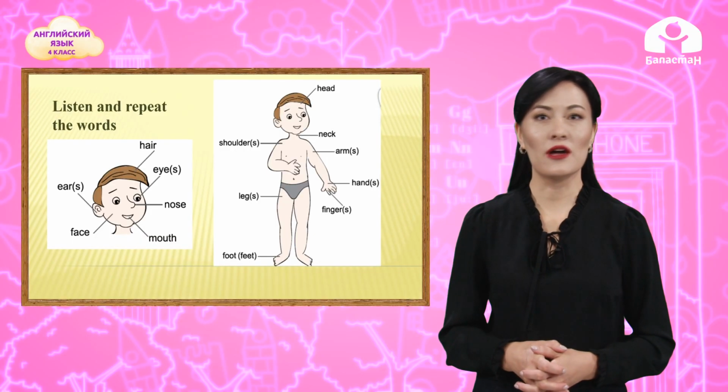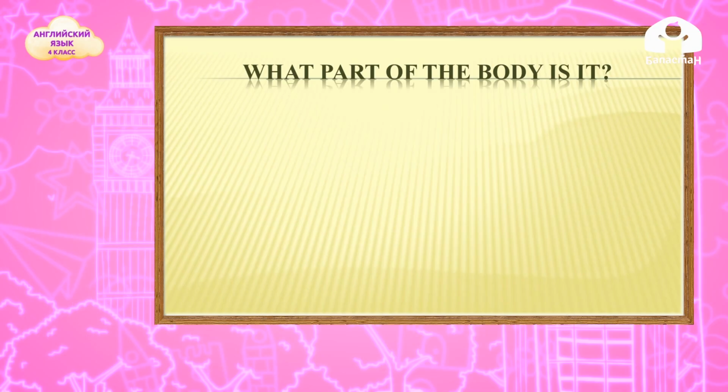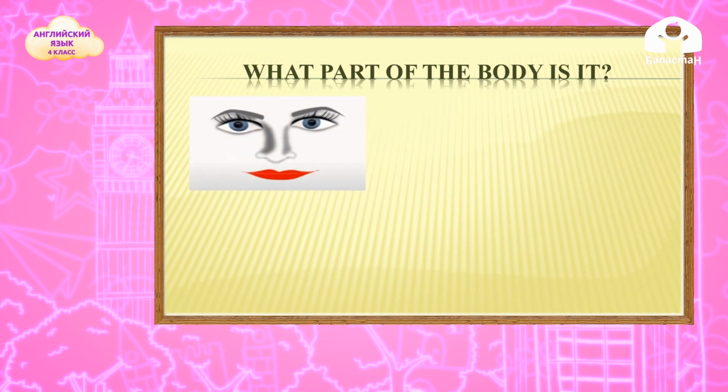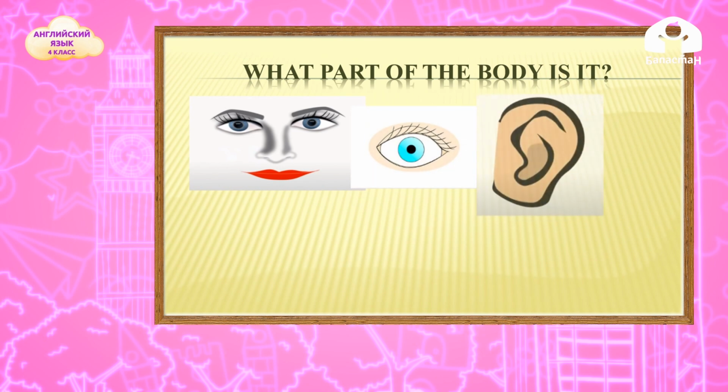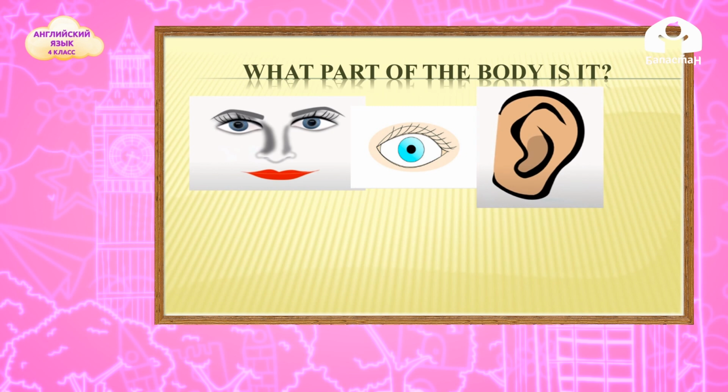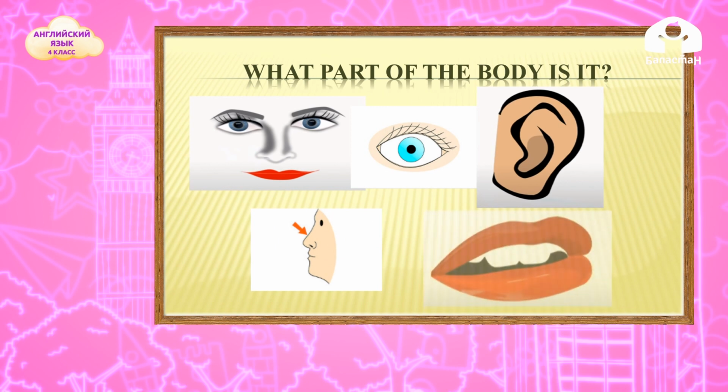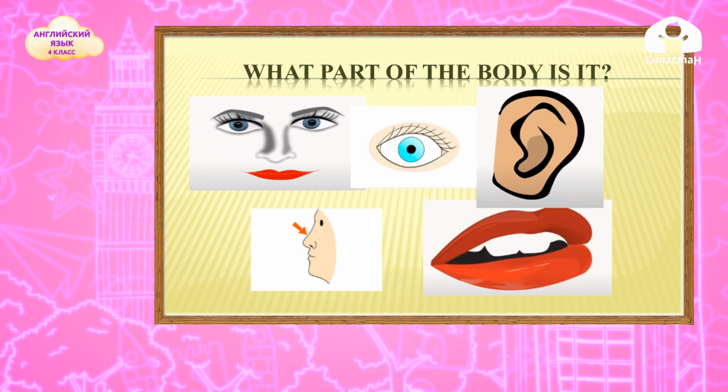Yes, children, now we have more words to remember. What part of the body is it? It's a face. Face. Next, eyes. An eye. Ears. An ear. A nose. A mouth. Good job.